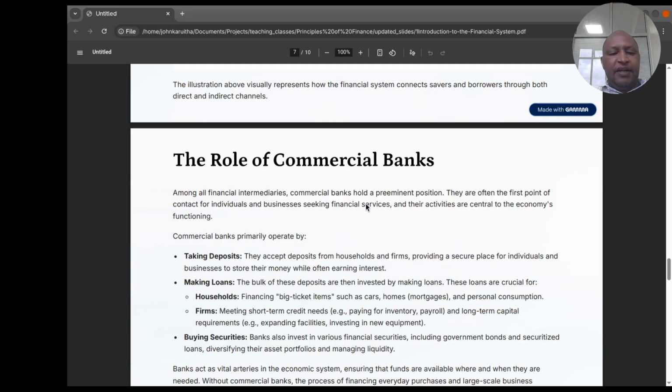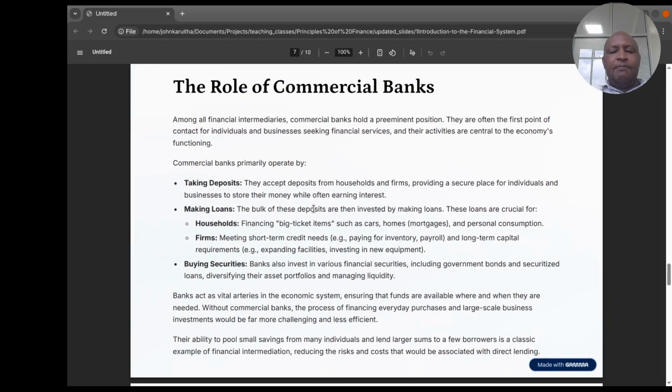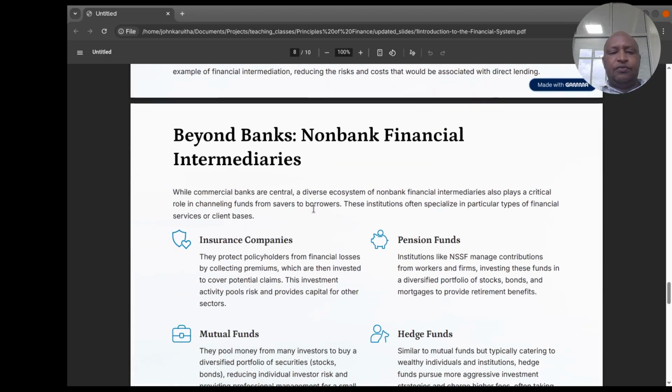You can deposit your money there, you can apply for a loan. If you have valuable assets like your title deeds and your certificates, you can deposit them in the bank, they can keep it for you securely, and so on and so on. So those are examples of what commercial banks do.